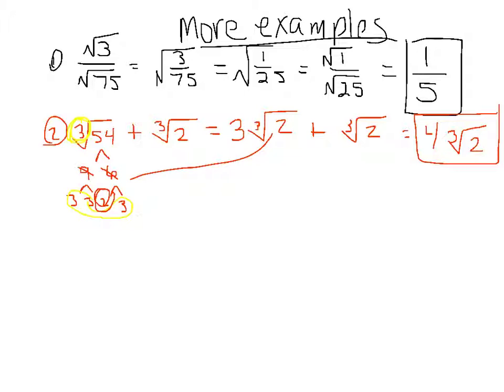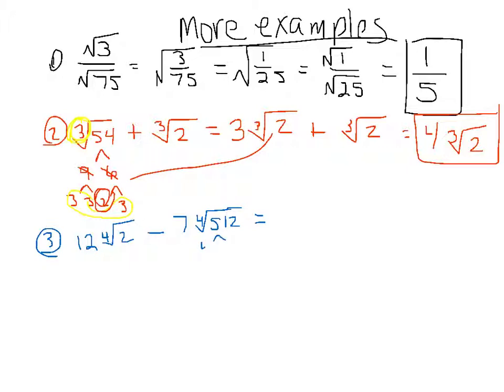The final problem we're going to do today is 12 fourth roots of 2 minus 7 fourth roots of 512. And we want to know what that equals. So here, if you notice, we have the same index, but we don't have the same radicand. So we're going to have to factor tree our 512.